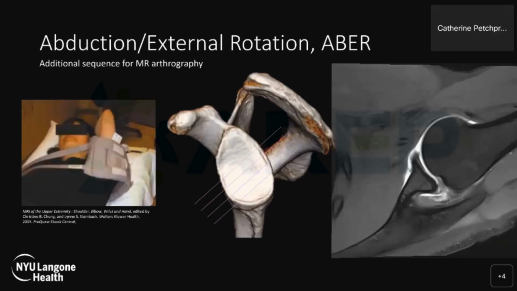The ABER view is done in the position of internal impingement. We add this sequence to the end of our MR arthrograms. The shoulder is abducted and externally rotated. The shoulder coil is swapped out for a flex coil, and axial oblique images are obtained. This results in images that look like this. They conveniently show the structures affected by internal impingement.